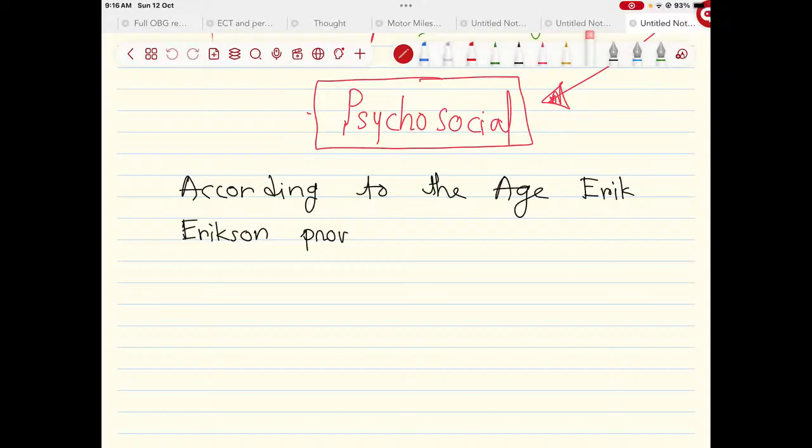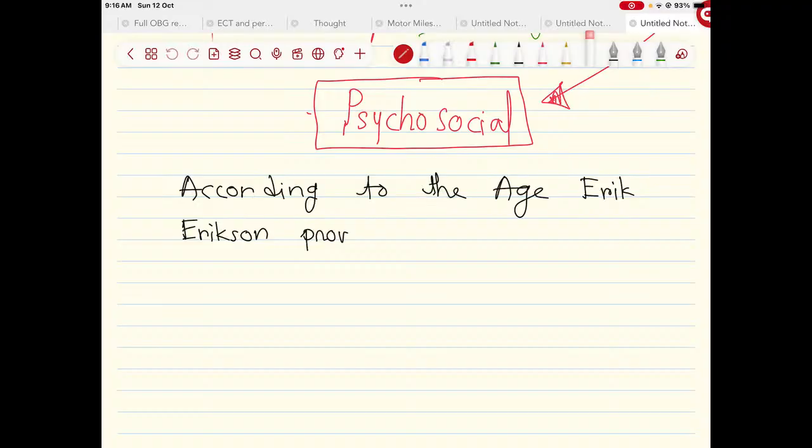Then industry versus inferiority. Here is the school age, 6 to 12 years. If I send my baby to school after 6, industry means they get education produced in their mind and psychology. If you don't send them, then they feel inferior, they fall behind. So industry versus inferiority.